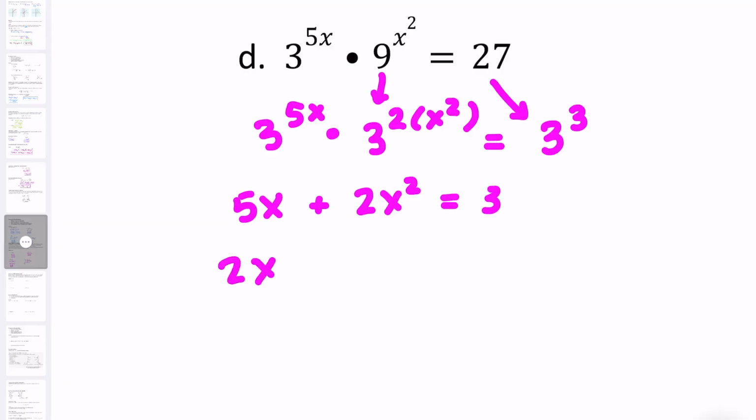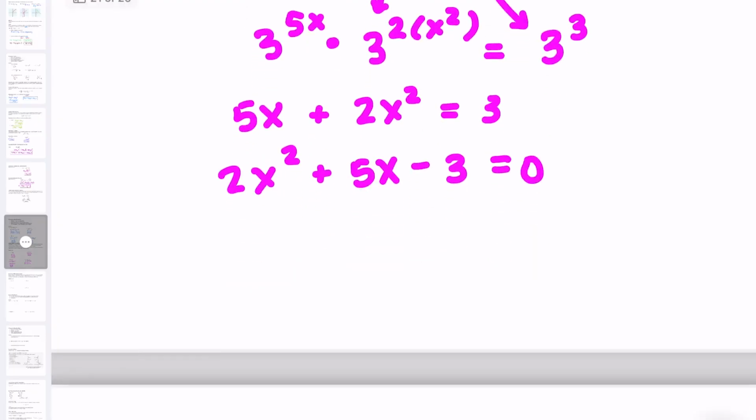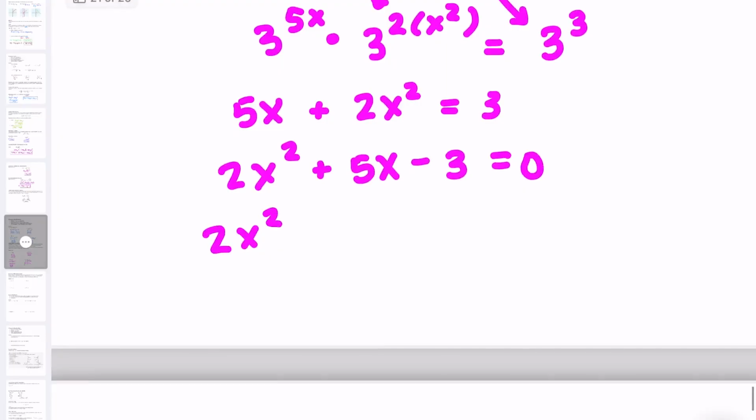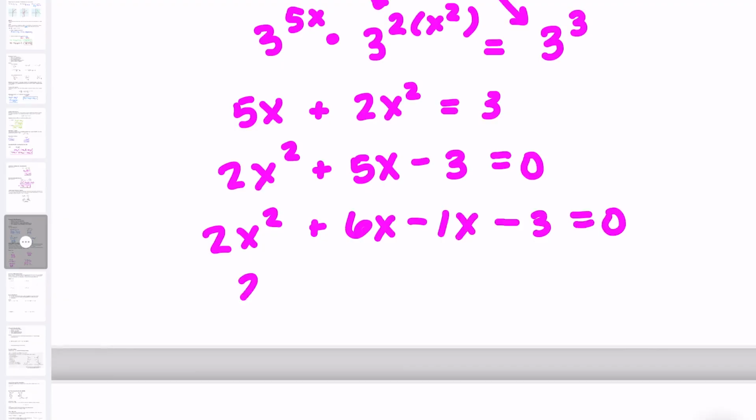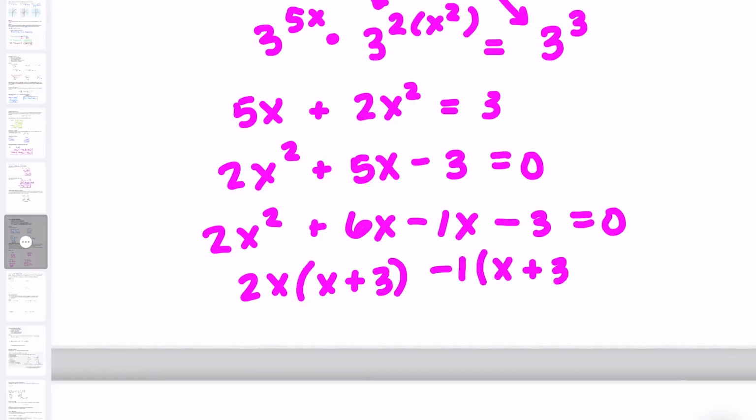Let's write this in standard form of a quadratic and set it equal to 0. And now we need to factor. If I want to factor, I'll go ahead and do this by grouping. I'm going to write 6x minus 1x minus 3. They have a 2x in common on the left and a negative 1 in common on the right.